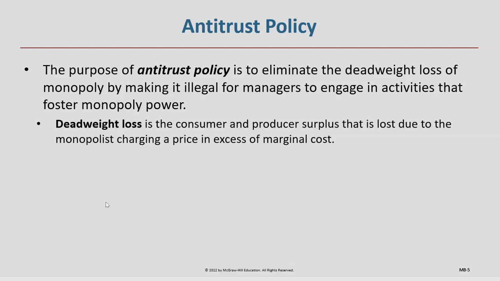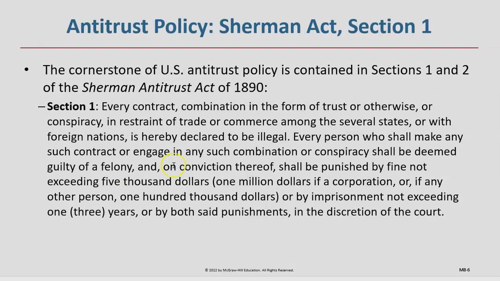And antitrust policy makes it illegal for business firms and managers to engage in anti-competitive activities. And the foundation of antitrust policy is the Sherman Act. And this came out in 1890. Sherman Antitrust Act. A trust back in the old days was a group of big business firms that would literally get together and set prices and then trust each other not to cheat on that cooperative agreement.